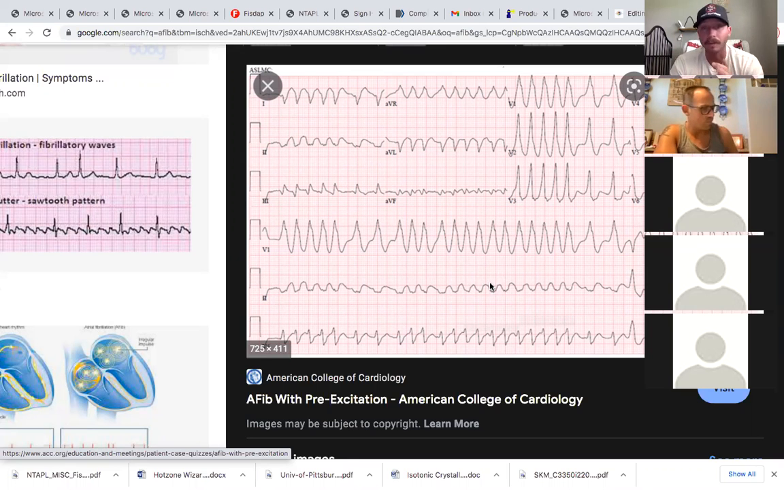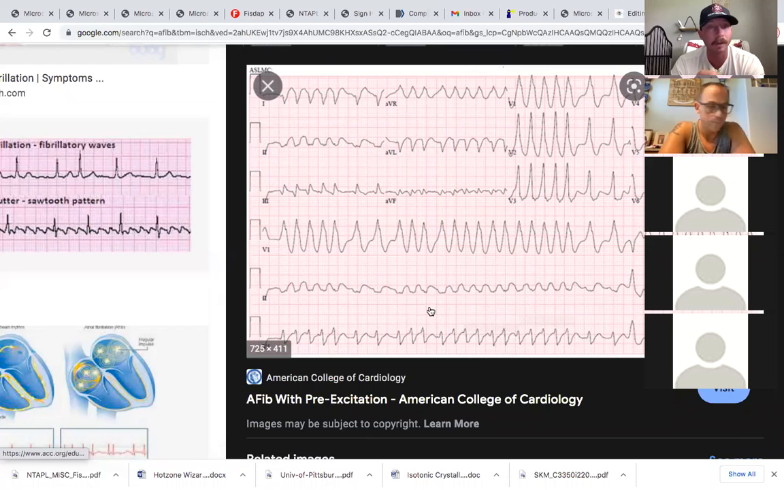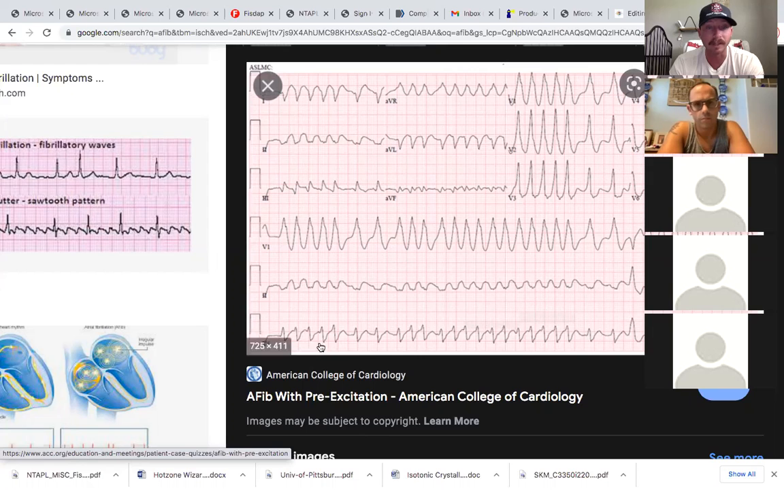And then do I err on the side of VTAC? Well, our initial interpretation, we felt like it was VTAC. And then when we look at the 12 lead, we were able to recognize that it was irregularly irregular. And because of that, we rule out VTAC and we know it's atrial fibrillation.